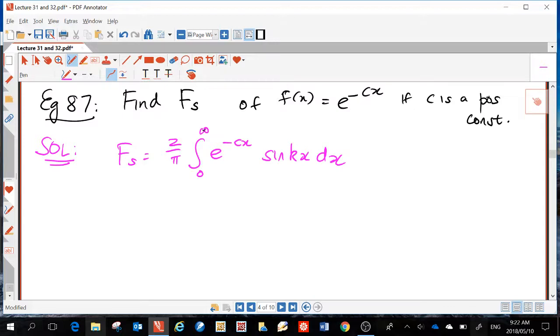So sine kx, we realize, is the imaginary part of e to the i kx. Sine kx is the imaginary part of e to the i kx. So e to the i kx is cos kx plus i sine kx. The imaginary part is sine. So taking that imaginary part makes the integration easy, as you can see.